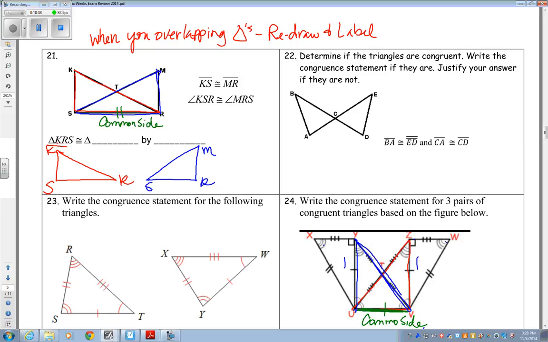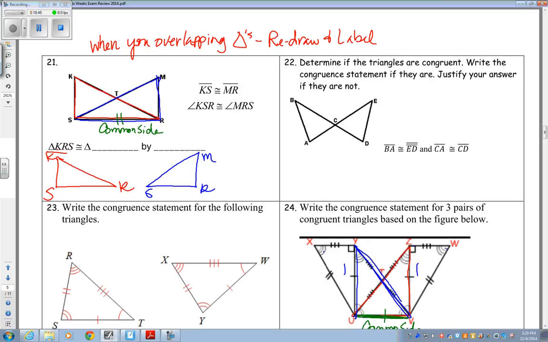So, whenever you're proving congruent triangles, and I'll write this down too. When you're proving, the first thing you always do is you mark the given. This was our given. KS is congruent to MR. Angle KSR is congruent to angle MRS. So we mark the given. Then, the second part will be you will mark your known facts.